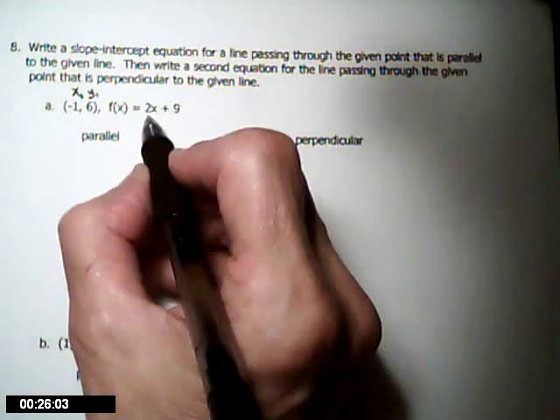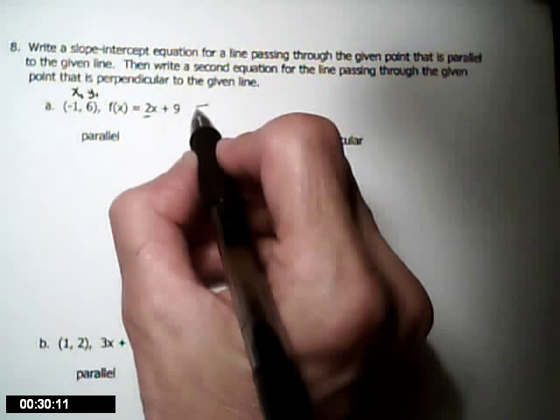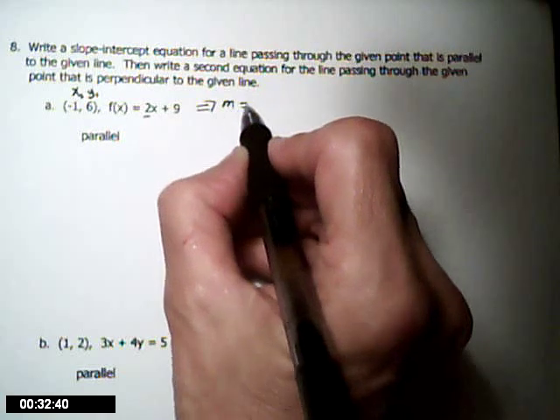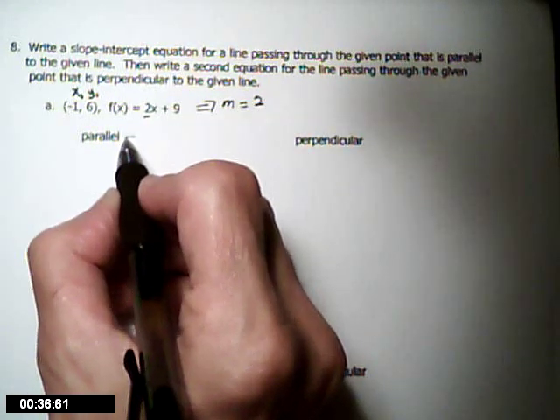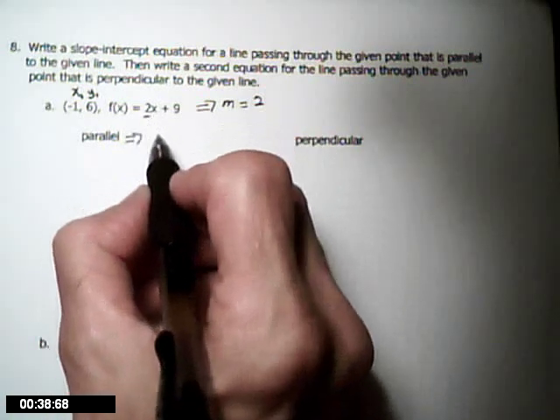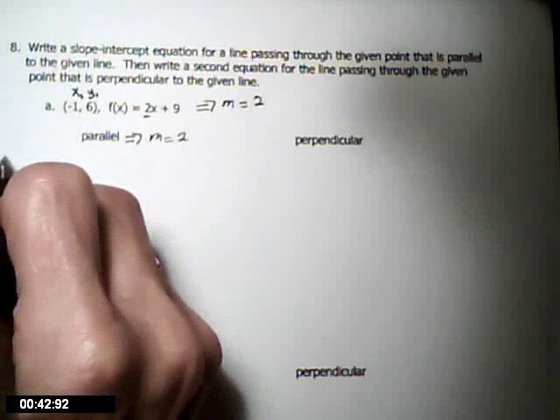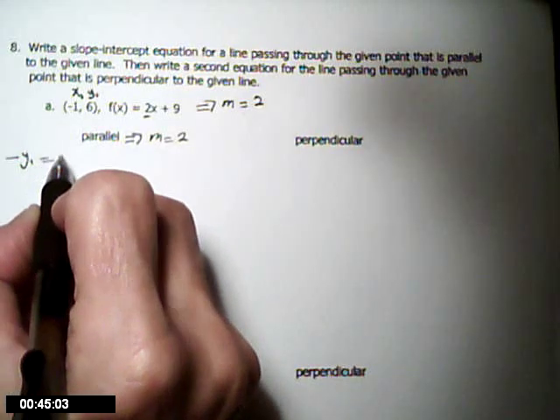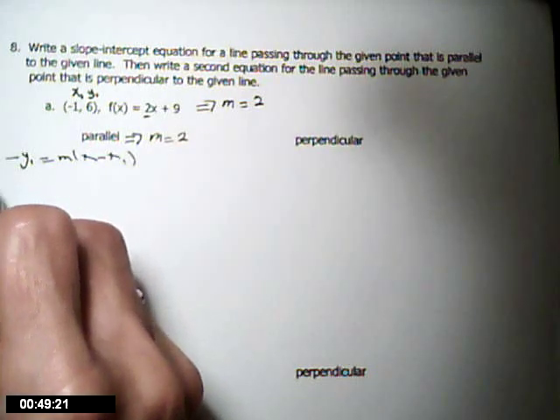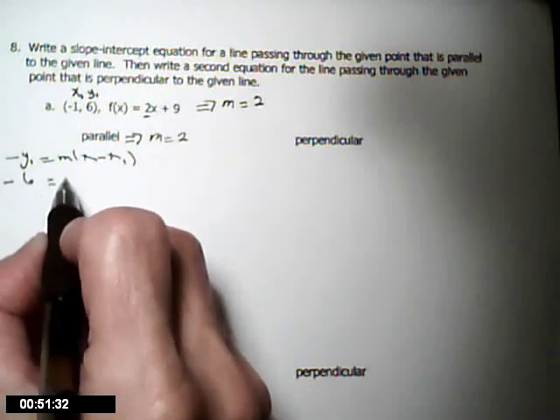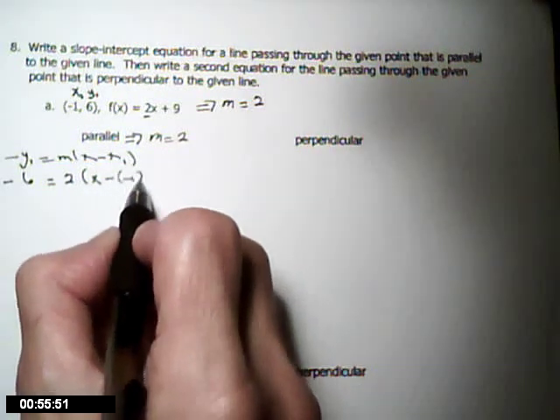Now in the first equation, it's in slope-intercept form, so we see here that the slope of the given line is 2. Now you know that if you write an equation of a line parallel, or if lines are parallel, you're going to use the same slope. So we're going to first start with point-slope form, and we're going to fill in what we know. That would be y minus 6 equals slope of 2 times x minus negative 1.